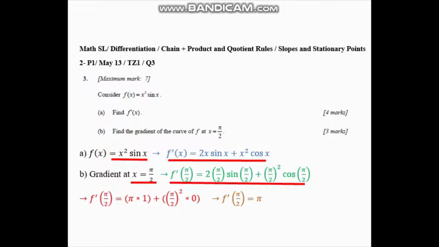So 2 times pi over 2 gives us pi. Sine pi over 2, which is sine 90 degrees, gives us 1. Pi over 2 squared remains as is, and cosine pi over 2, again that's cosine of 90 degrees, and that gives us 0. Finally, we simplify this expression in red, and we get the final answer of pi.